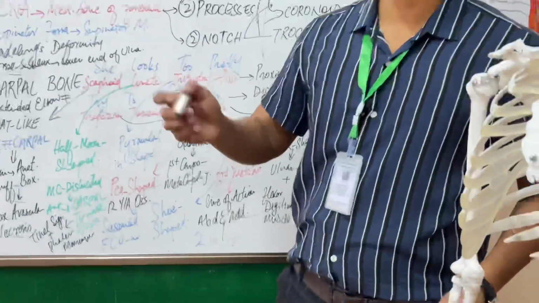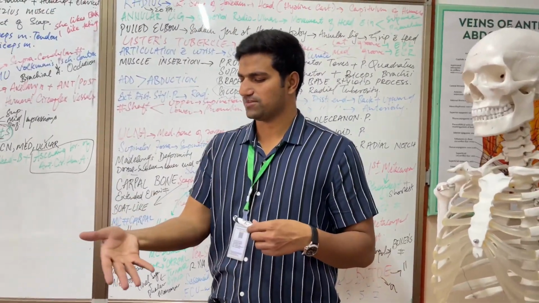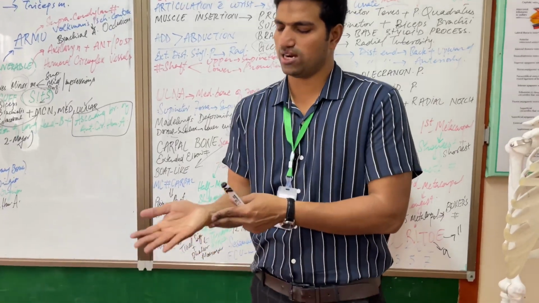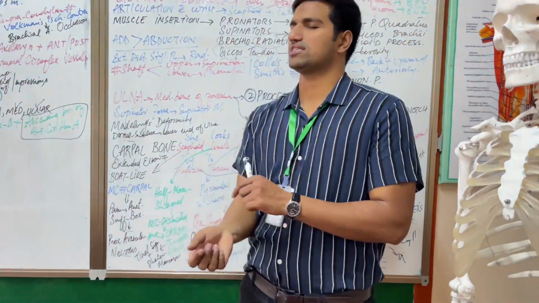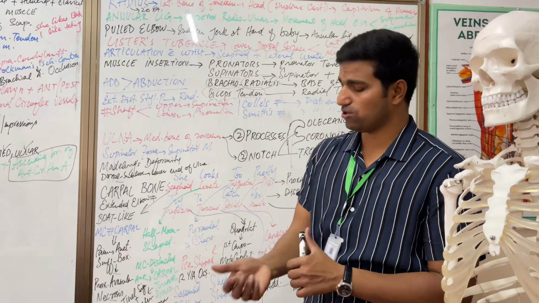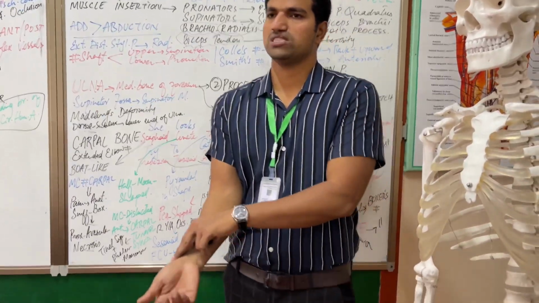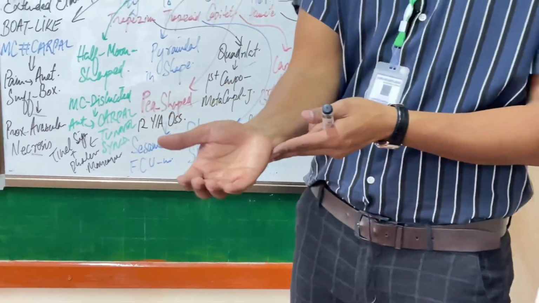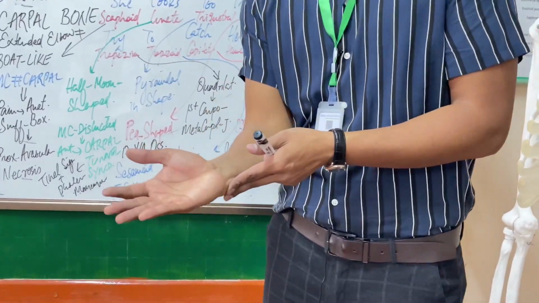Then we talked about how abduction is more than adduction, because you can see abduction is more and adduction is less. This is because there is extension of the distal part of the styloid process of the radius as compared to the ulna. That is why we have more abduction but less adduction.